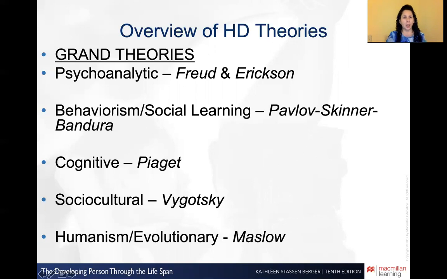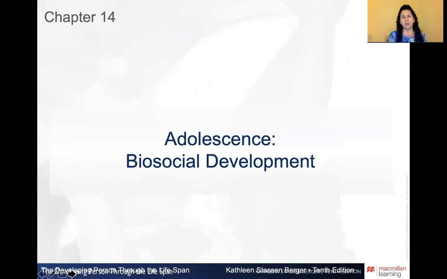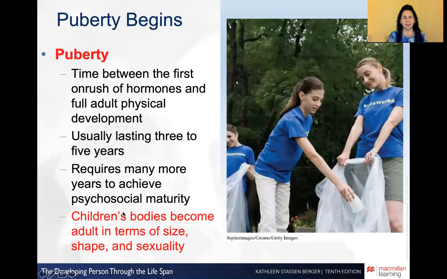Today we're going to start talking about the biosocial or physical development of adolescence. And with starting adolescence comes puberty. Puberty is the time when a child goes from being a child to more of an adult in terms of size, shape, and sexuality. It doesn't say becomes an adult as far as emotions, because they haven't developed that yet. You cannot expect the same level of thinking or emotions from a 12-year-old as you can from a 35-year-old. But it does change physically, in shape and an awakening of sexuality, and we'll talk about that.